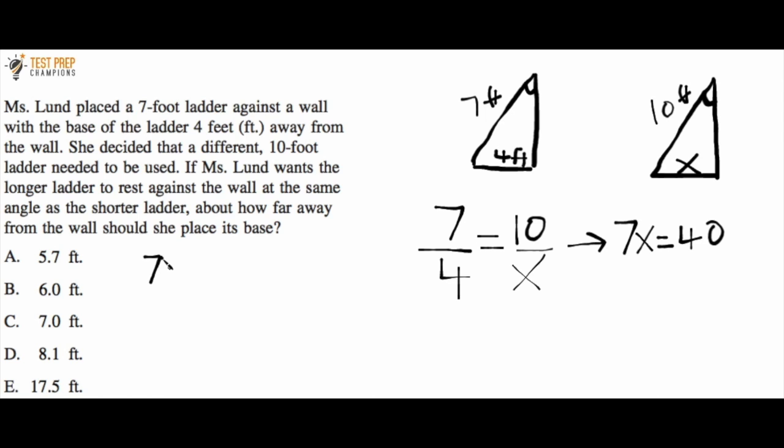But in a case like this right here, where you've got 7 over 4 equals 10 over x, see how these are on opposite sides of the equal sign. We've got 7 over 4 to the left of the equal sign, and 10 over x to the right of the equal sign. In this case, you can cross multiply. So that's how I have 7 times x equals 40.